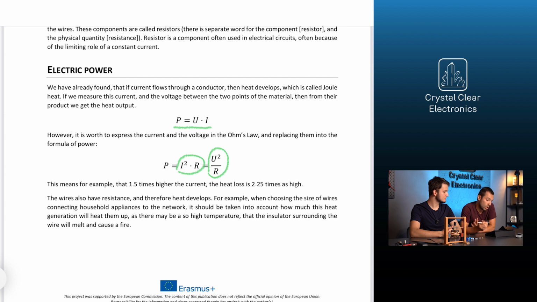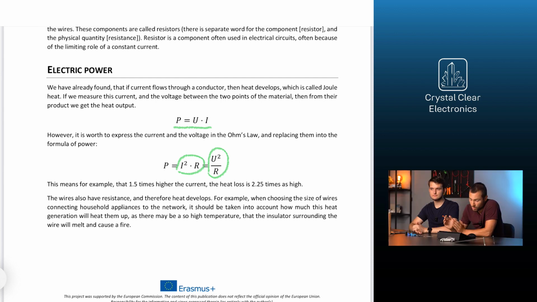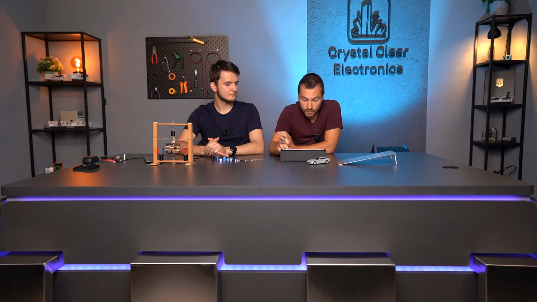P equals I squared times R, and it equals U squared over R. This shows that electrical power is directly proportional to the square of the current and the square of the voltage. One more thing to mention in this connection: the wires also have resistance, and therefore heat develops.